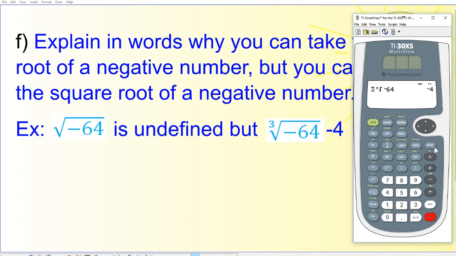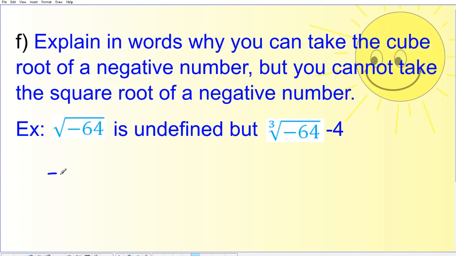Why? Well, here's what it comes down to. When you take the square root of a number, you get a number times itself. It's supposed to equal negative 64. And over here, a number times itself times itself is equal to negative 64.